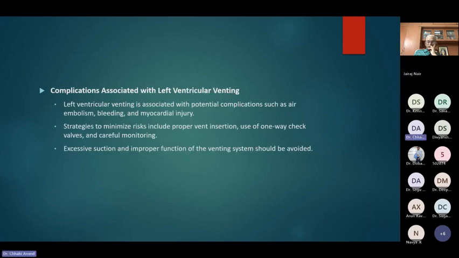Complications associated with left ventricular venting. Left ventricular venting is associated with potential complications such as air embolism, bleeding, and myocardial injury. Strategies to minimize risk include proper vent insertion, use of one-way check valves, and careful monitoring. Excessive suction and improper function of the venting system should be avoided.